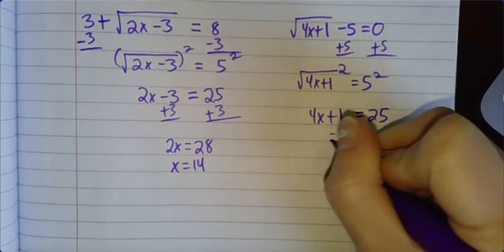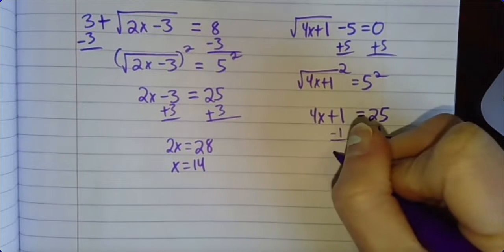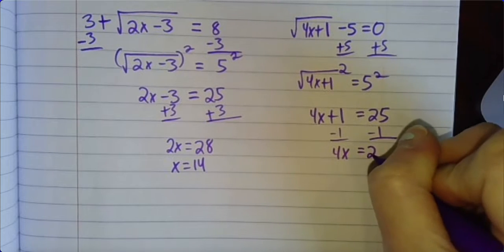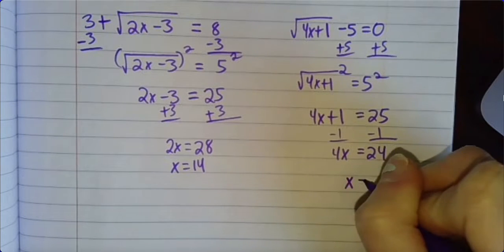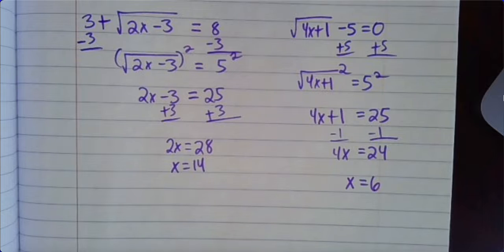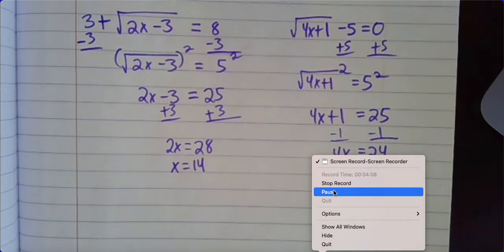Subtract 1. 4x is 24. Then we divide by 4, and we get x is 6. I'll give y'all a second to write that one down.